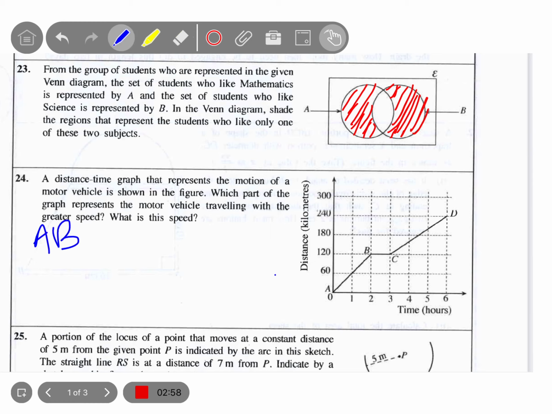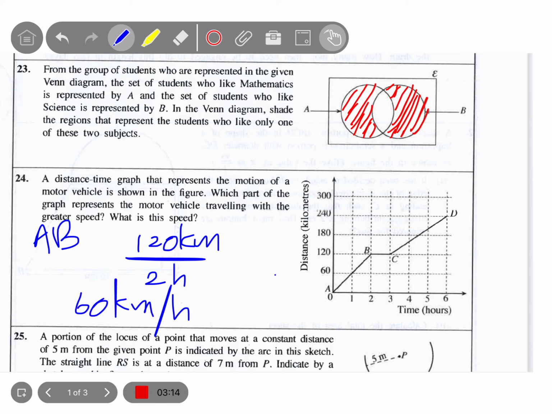So then how to find the speed? Speed is the distance divided by time. Here, because it's a straight line, we can find it by 120 kilometers divided by 2 hours. We can write 60 kilometers per hour, or you can also write 60 km/h. This way also we normally write it.